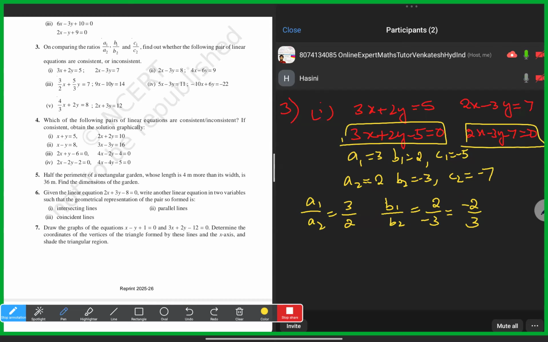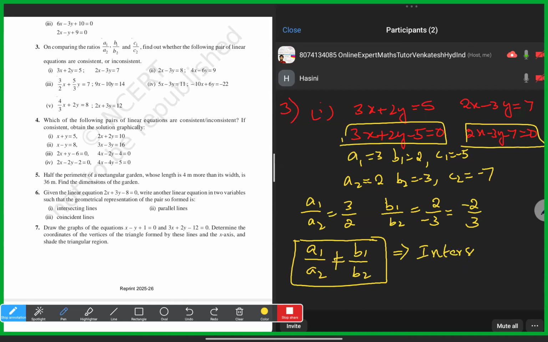Oh, okay. So A1 by A2 and B1 by B2, are they equal or different, Hasni? They're different, sir. Okay, so no need of doing C1 by C2. Once A1 by A2 does not come equal, no need of doing C1 by C2. Because if the first two are equal, then only we need to check C1 by C2, to confirm whether coincident or parallel. But if the first two ratios are not equal, they are directly intersecting.